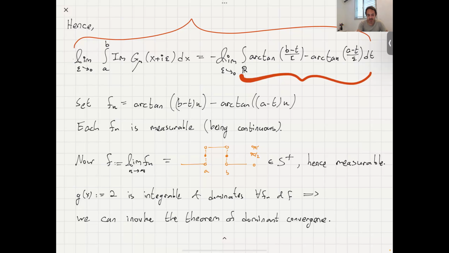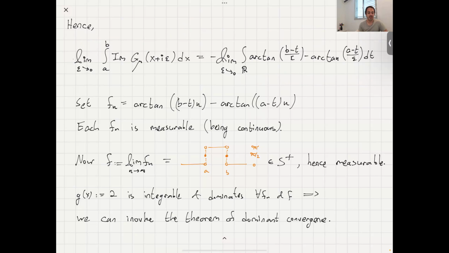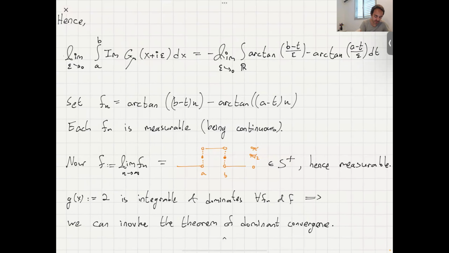Now, what I want to do is to switch the order of an integral and a limit. To this end, I'm going to use the dominated convergence theorem. I'm going to define the function fn, n is 1, 2, and so forth, to be arctangent of b minus t n minus arctangent of a minus t n. These are the things that appear here, but I want countably many functions, so I'm replacing epsilon with 1 over n.